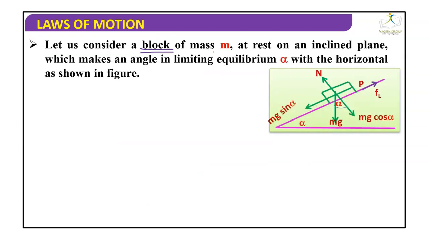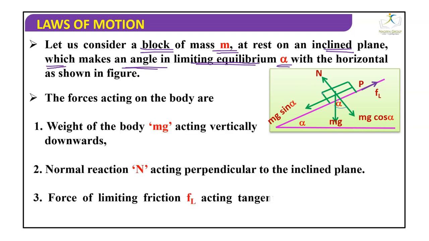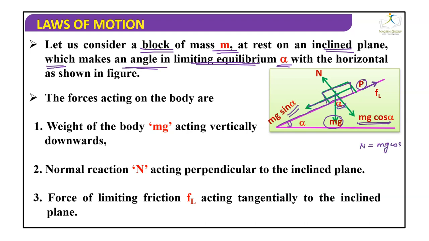Now let us consider a block of mass m at rest on an inclined plane which makes an angle alpha with the horizontal, in limiting equilibrium, as shown in this diagram. This box is placed on the inclined plane making angle alpha, which we call the angle of repose. N is balanced by the weight component mg cos alpha, and P is balanced by mg sin alpha. If the body is static, N equals mg cos alpha and P equals mg sin alpha.